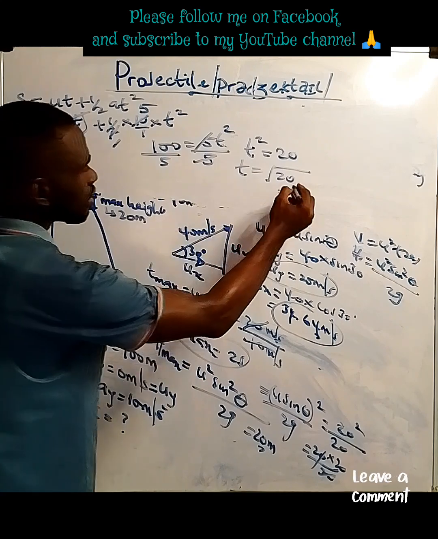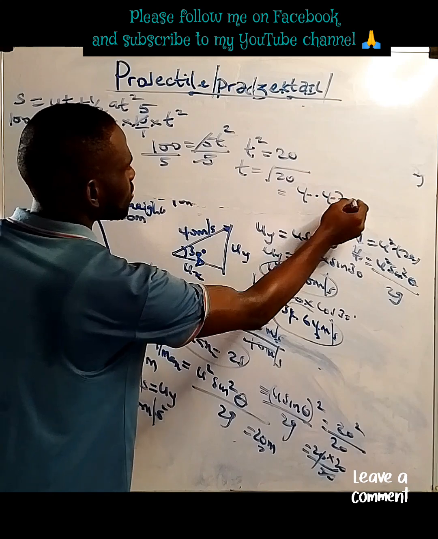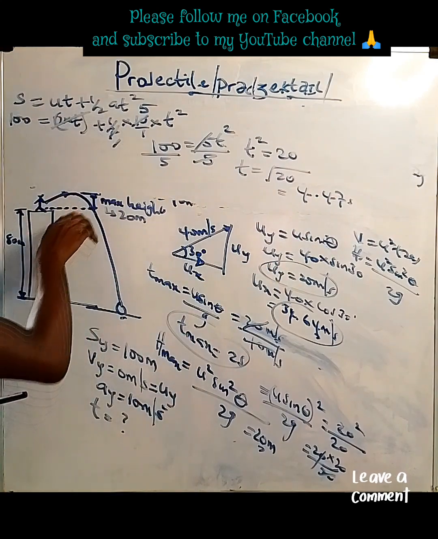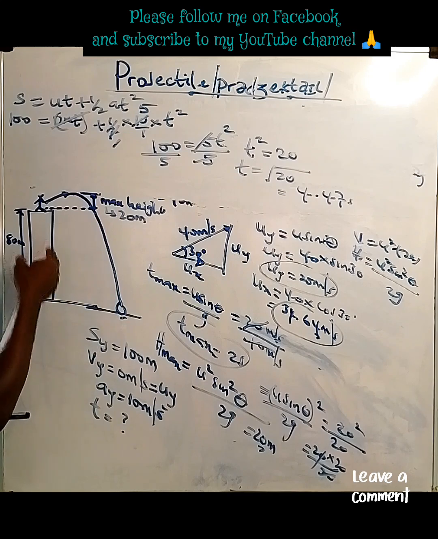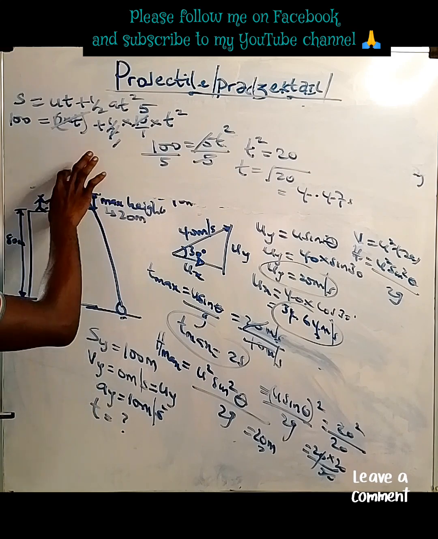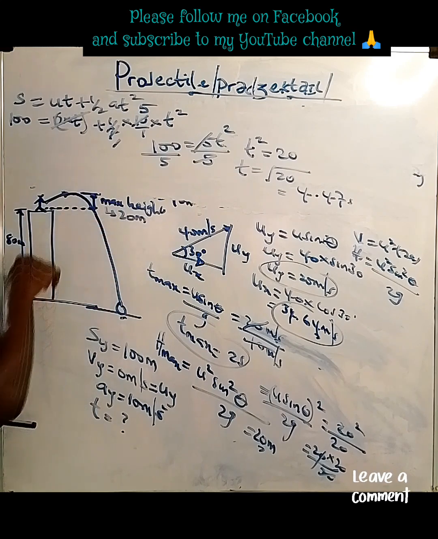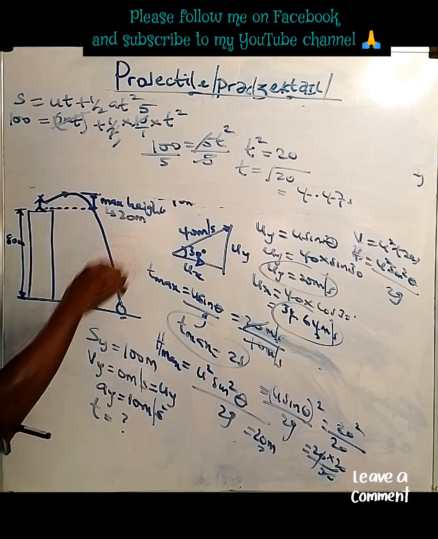The square root of 20 will give us 4.47. That is 4.47 seconds. So it's going to take this body 4.47 seconds to fall down to hit this target. Don't forget, it took the body 2 seconds to get to the max height, 20 meters. Now it's going to take it 4.47 seconds to hit this place.